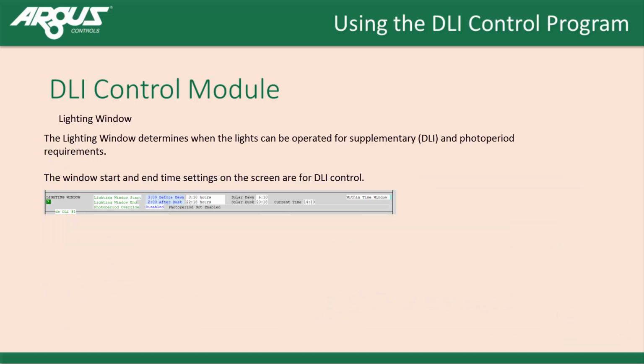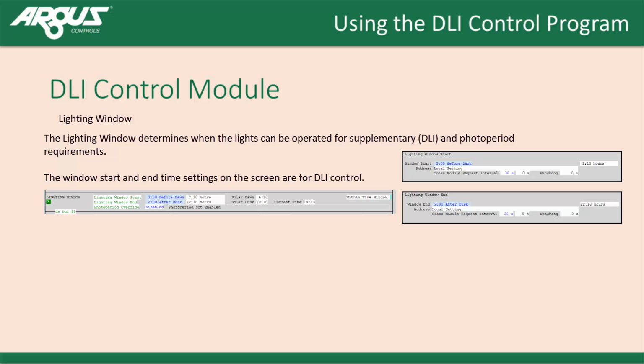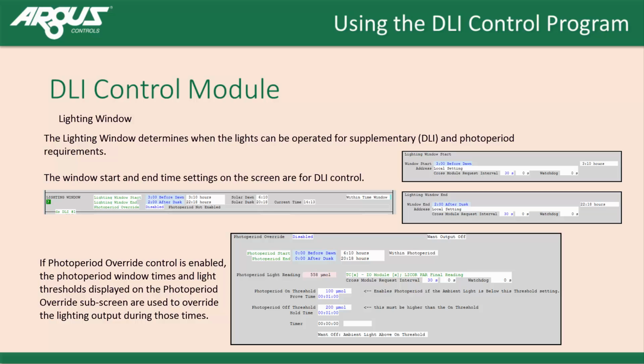Lighting window. The lighting window determines when the lights can be operated for supplementary DLI and photo period requirements. The window start and end time settings on the screen are for DLI control. If photo period override control is enabled, the photo period window times and light thresholds displayed on the photo period override subscreen are used to override the lighting output during those times.